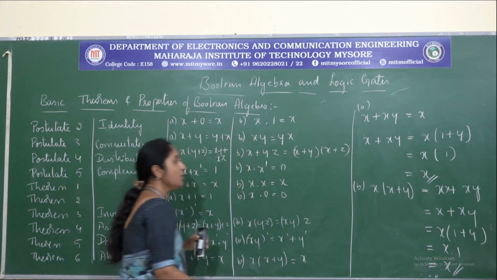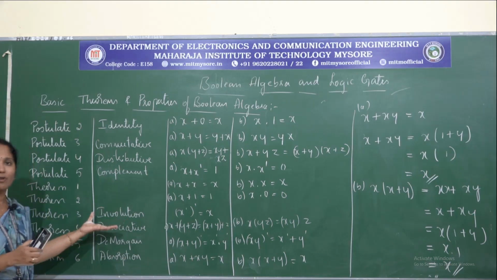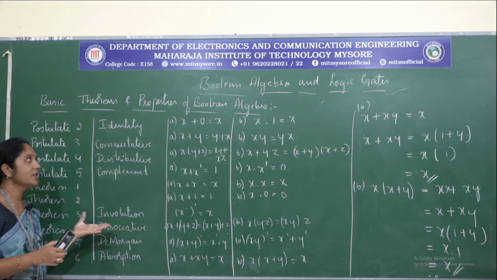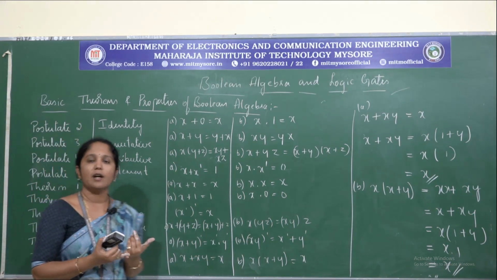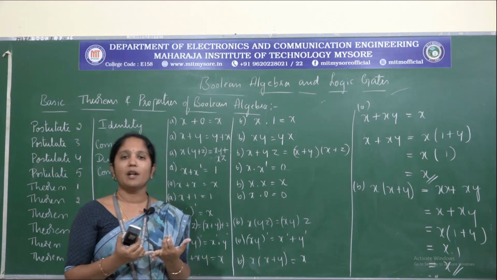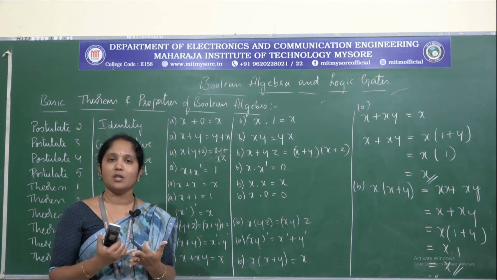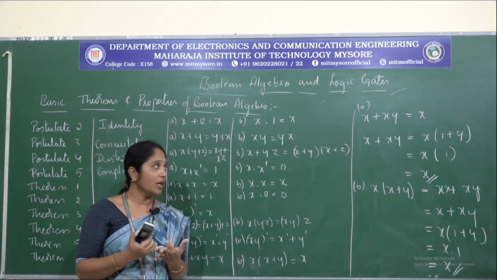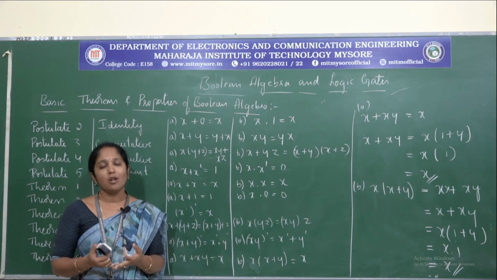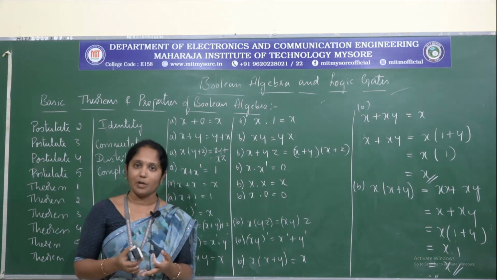So these are the proofs for the theorems we use in Boolean algebra. This is about Boolean algebra, the postulates and the theorems we use in Boolean algebra. In the next class we will be learning about logic gates and different logic operations.